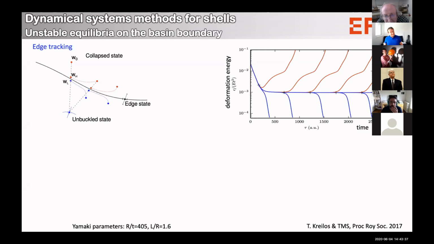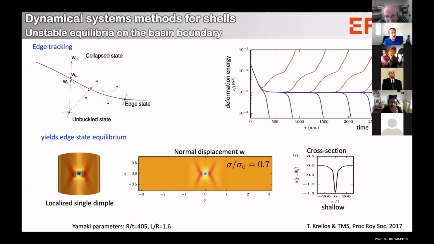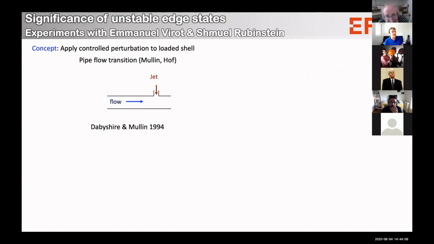Let me see. Okay, so this is the state that we get there. And the state that we are getting here is a localized dimple solution. So this is a fixed point, an equilibrium of the equations. Here I unroll it a little bit. Here's a cross section. So it's a very shallow dimple. And now the question is, so we have this edge state on the basin boundary. The question is, what is its significance?